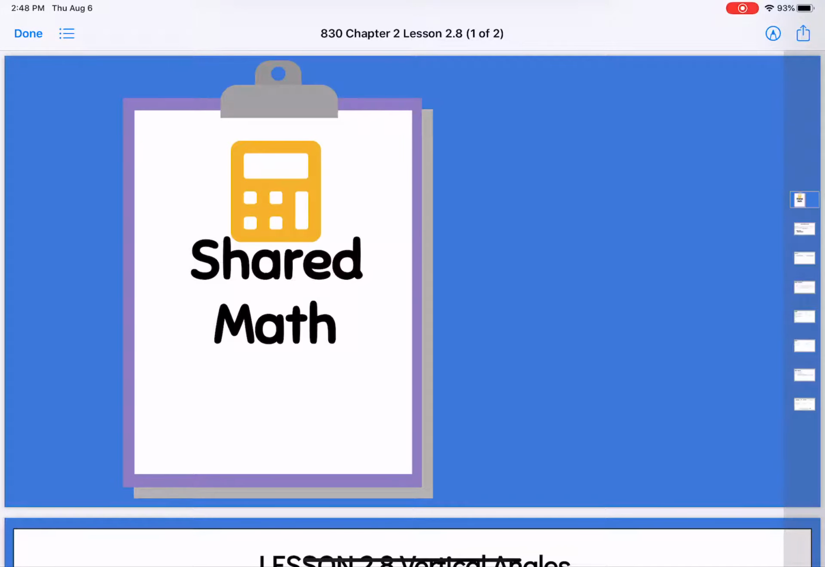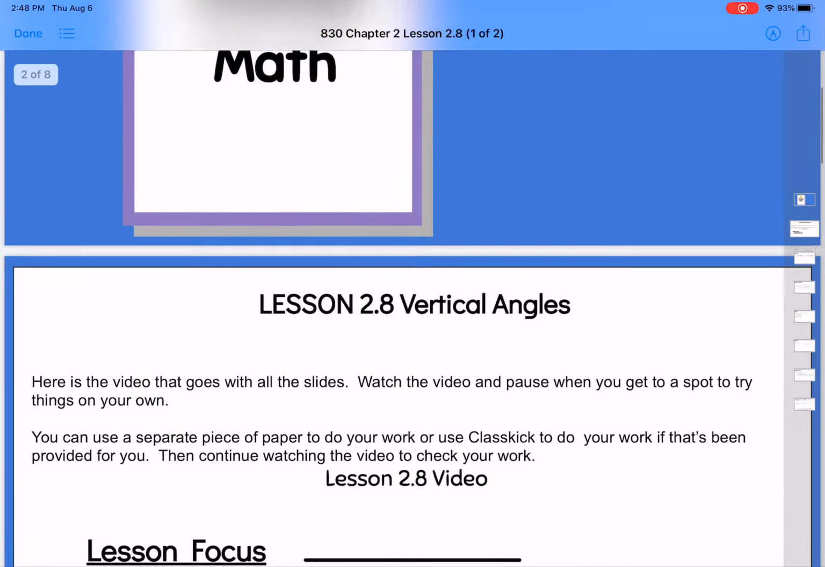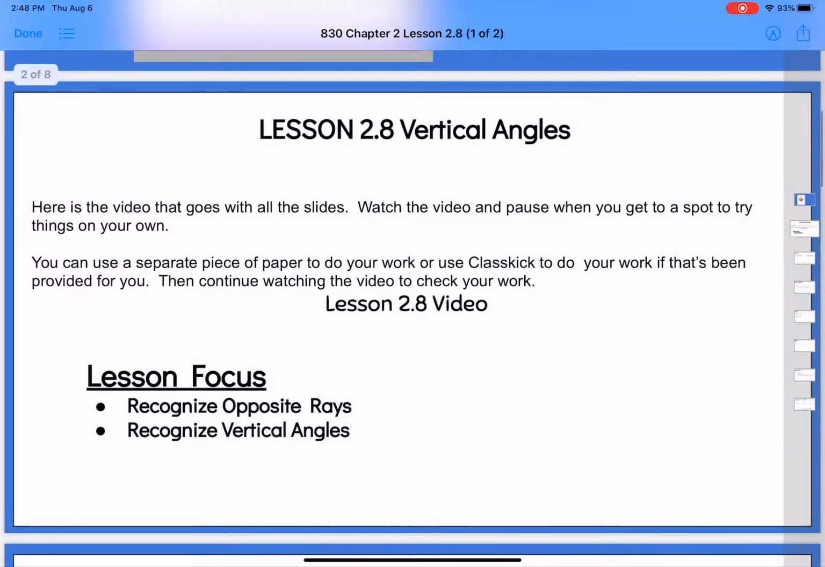Here is our last lesson for Chapter 2 in Geometry. So Lesson 2.8. We're going to be talking about vertical angles today. So these might be things that have popped up in a problem here or there that you were dying to use. And after today's lesson, you can definitely use that again.